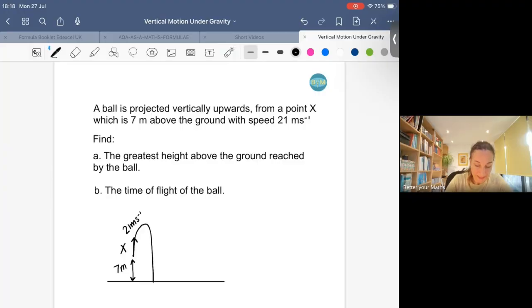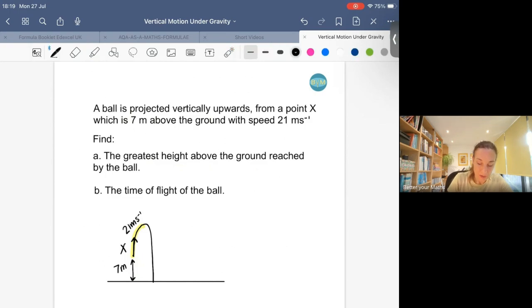The greatest height above the ground reached by the ball. Remember, I told you at the beginning, if we are looking for the greatest height, we are going to work only with the part where the particle is going up, not the whole thing. We need this displacement from here to here. But because they say the greatest height above the ground, and we are calculating only from here to here, that's what SUVAT is going to give us from the point of projection to the top, then we will have to add 7 meters at the end.